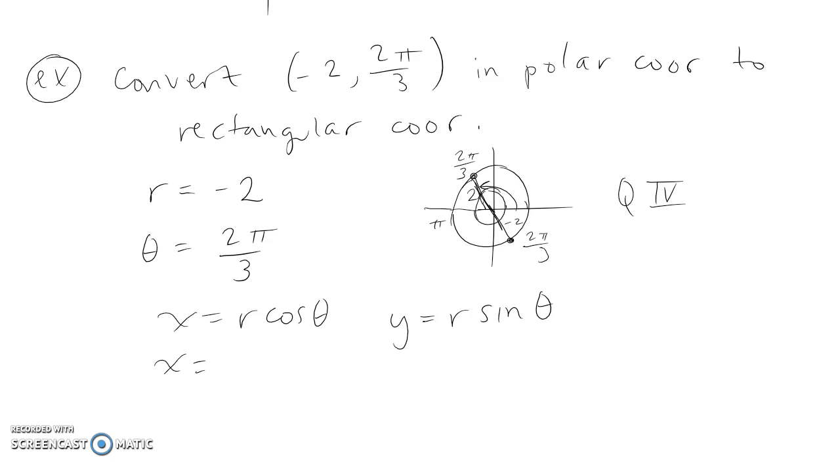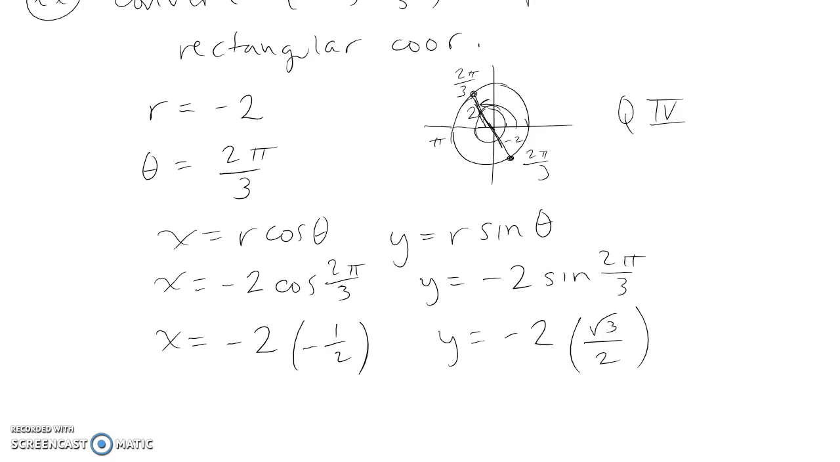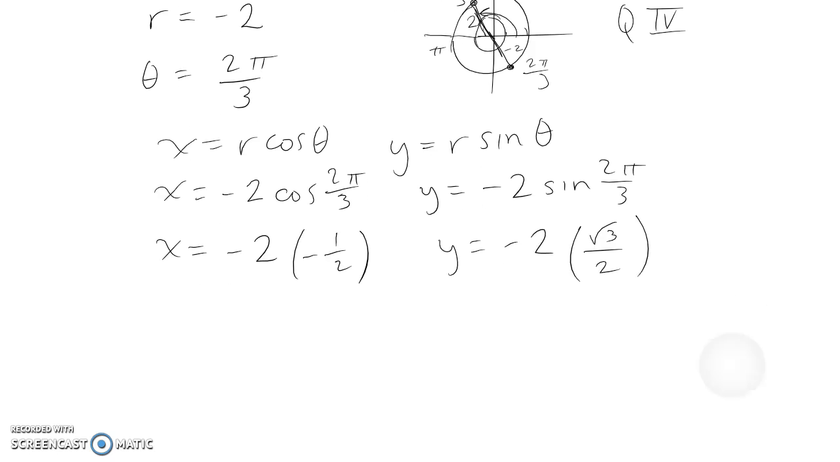Well, our x coordinate will be -2, because that's r cosine of 2 pi over 3, and our y will be -2 sine of 2 pi over 3. Okay? So x is going to be -2 times the cosine of 2 pi over 3, which is -1/2, and here for y we're going to have -2 times the sine of 2 pi over 3, which is square root of 3 over 2.